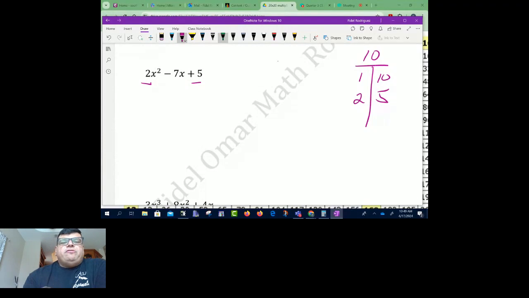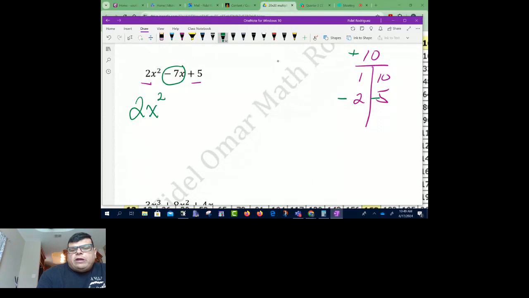Y'all, we want these numbers to add up to a negative 7. So look, why don't we do that? And that's still my positive 10, right? So here, I'm going to write it as 2x squared minus 2x minus 5x plus 5, okay?